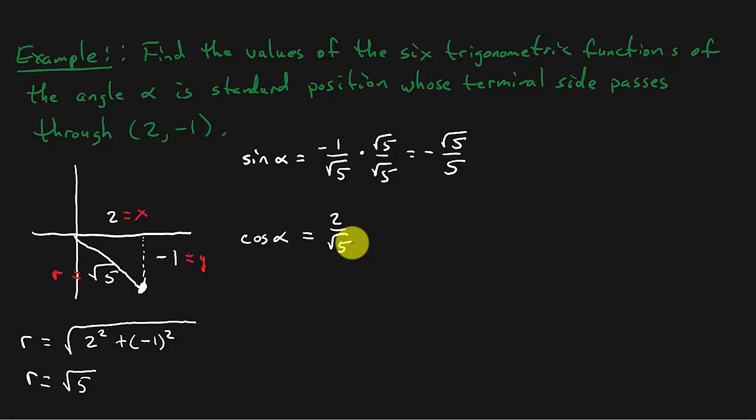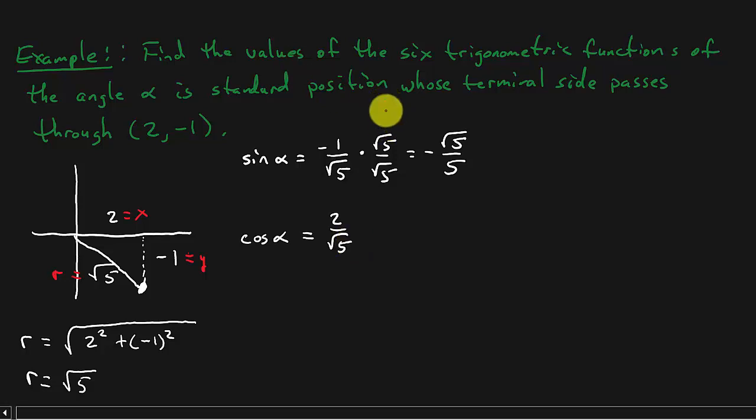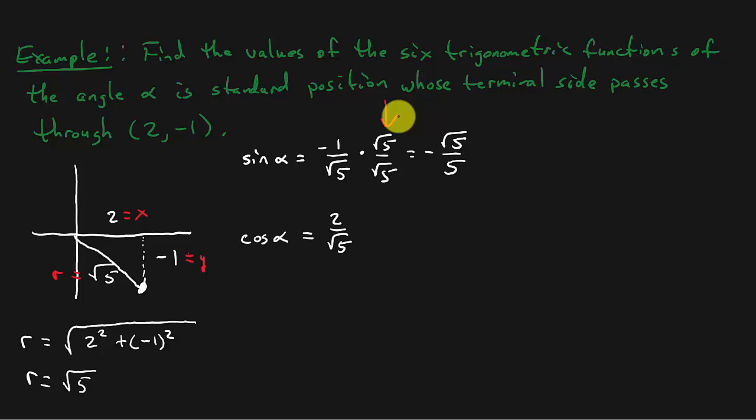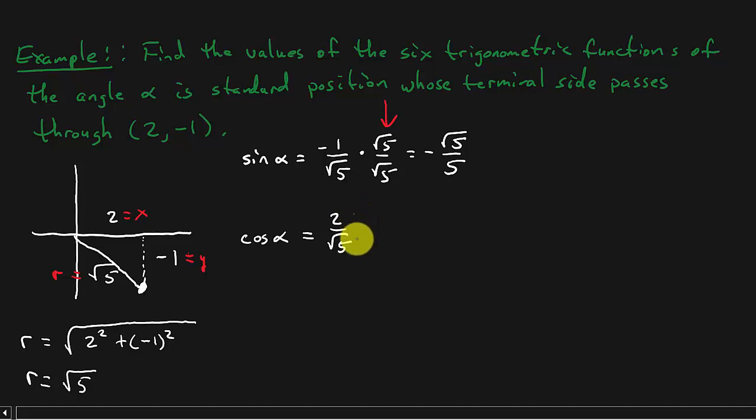Okay, now we're in trig now. So this step here that I did, where I wrote out multiplying by square root of 5 over square root of 5, I'm not going to write that anymore. You should be at the point where you can rationalize this denominator in your head. So if I'm multiplying numerator and denominator by square root of 5, that's going to be 2 square roots of 5 over 5. And then I get tangent alpha.